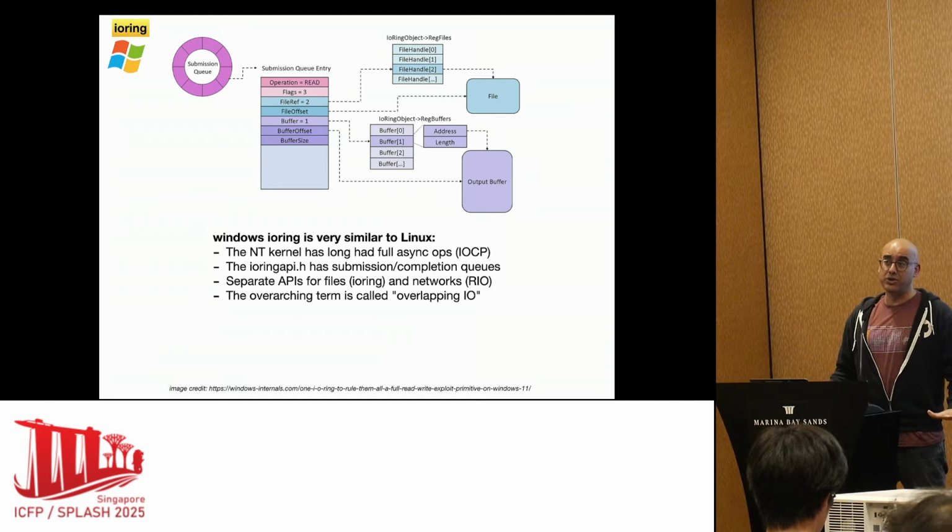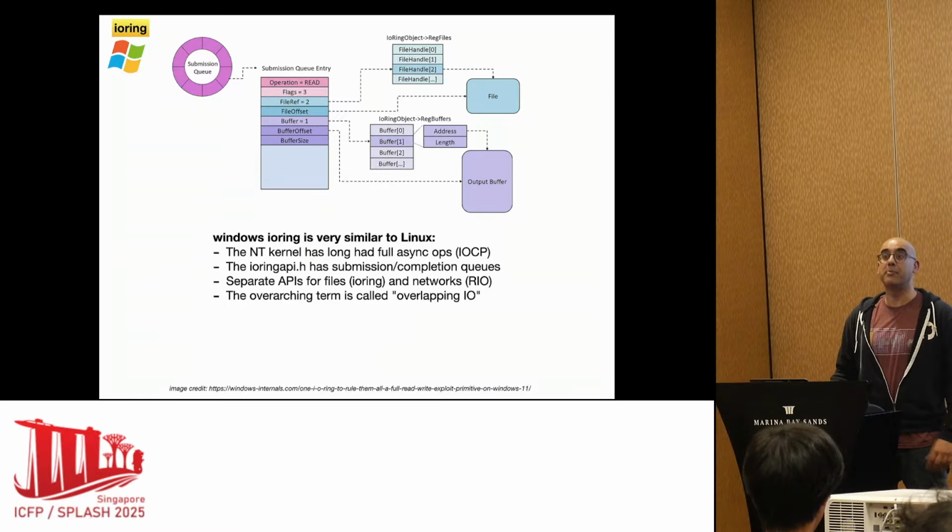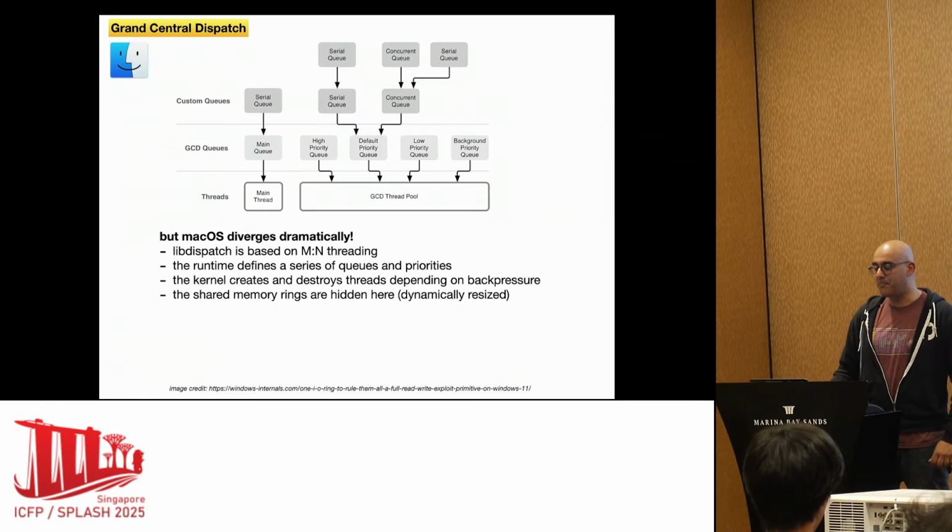So this is good news, right? Because in our major operating systems, Windows and Linux, we've got very similar looking shared ring APIs. So we're good to go, right? Apart from security. The problem is our old friend macOS.